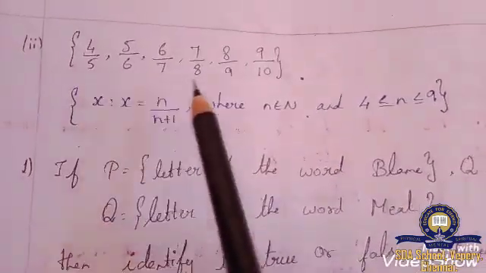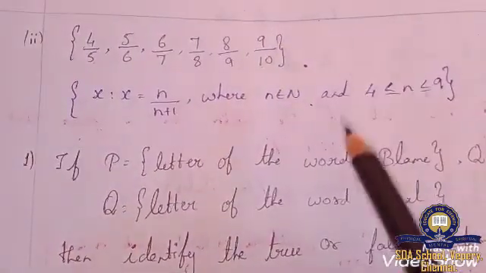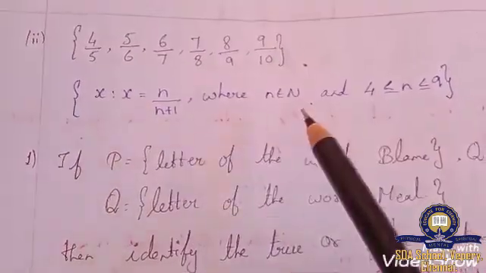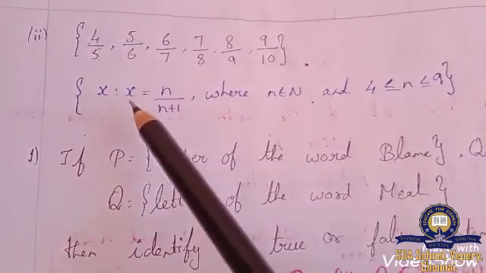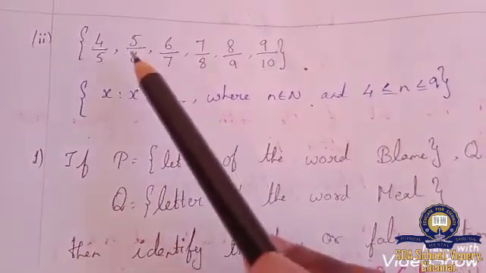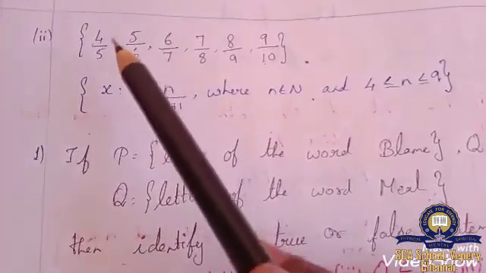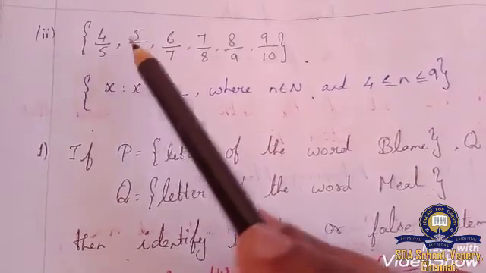Now in the second example, the set is already given in the tabular form. So now we are going to convert it into set builder form. Let me consider it as x. So x = n, whatever the value we are taking. When we add 1 we get 5.